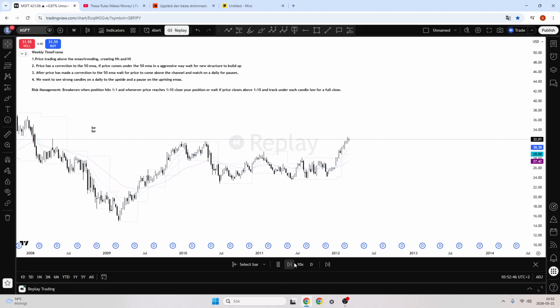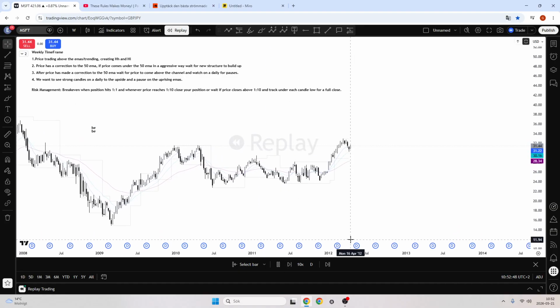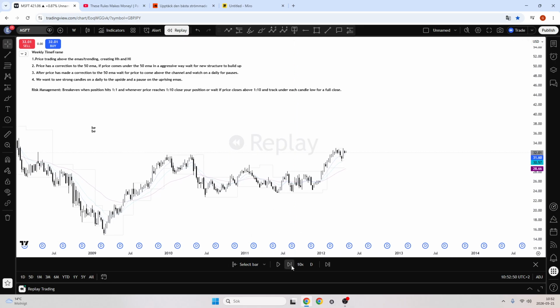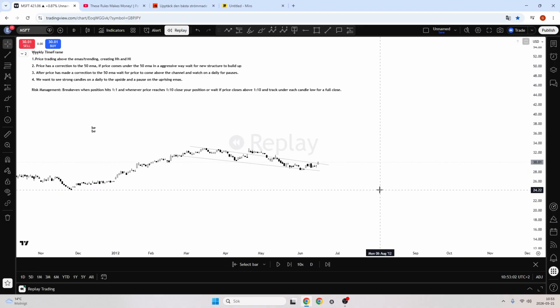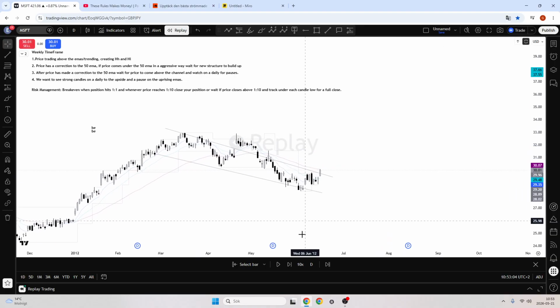So it looks like new structure is starting to build. Flushing down to the 50 MA right here, and here's our channel, I would say, just like that. So let's see if price wants to reach above that. We can already check on a daily right here. Let's see if price reaches above.